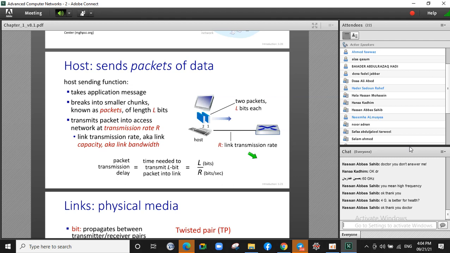Our packet has a length of L bits. So in the network, we are trying to send an L-bit packet over a network with a transmission rate of R bits per second. So simply, we can say a packet of L bits would be transmitted in a time of L divided by R seconds. We call this transmission delay, packet transmission delay. The time that a packet is transmitted over the network. L divided by R. L is the length of the packet and R is the transmission rate of the network.